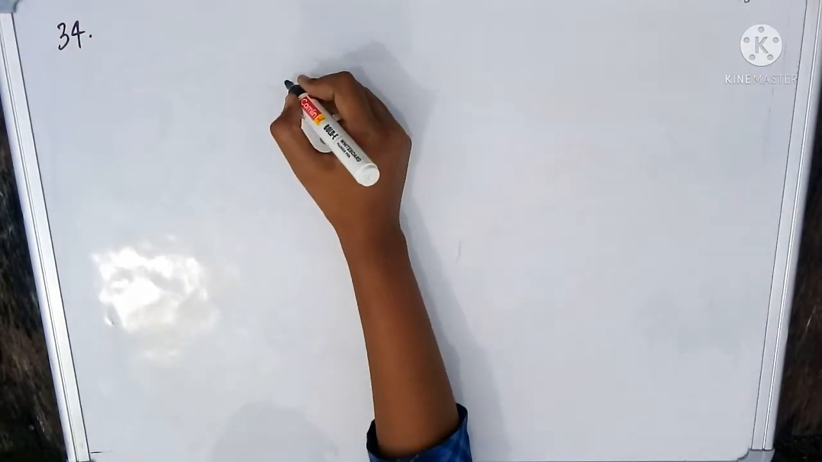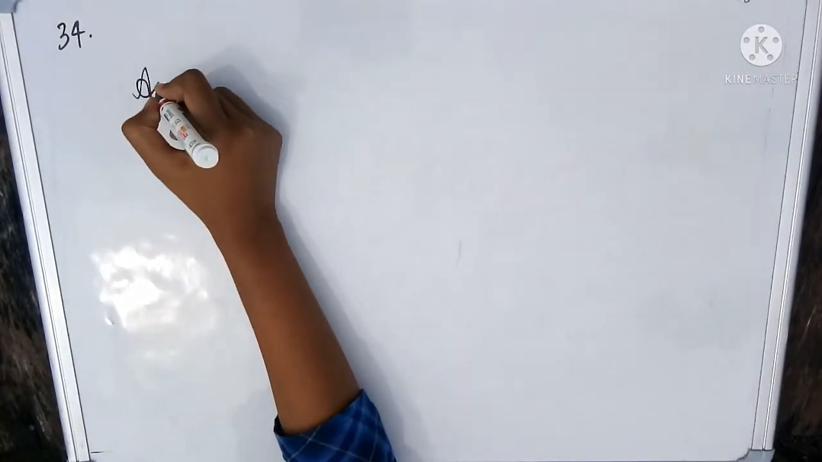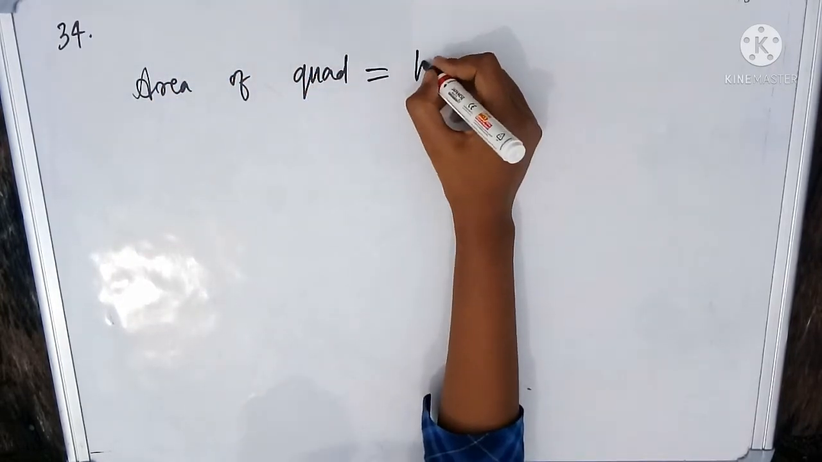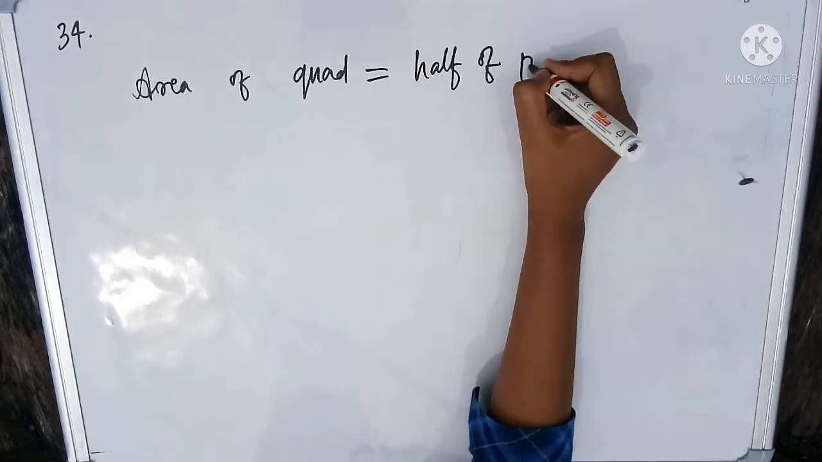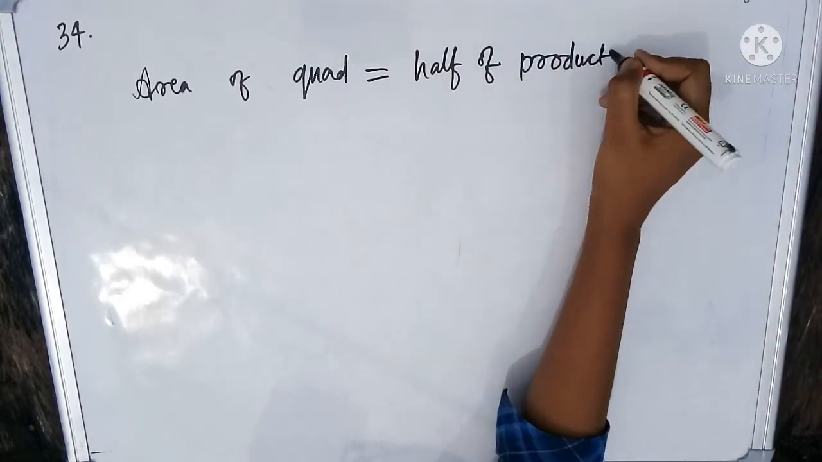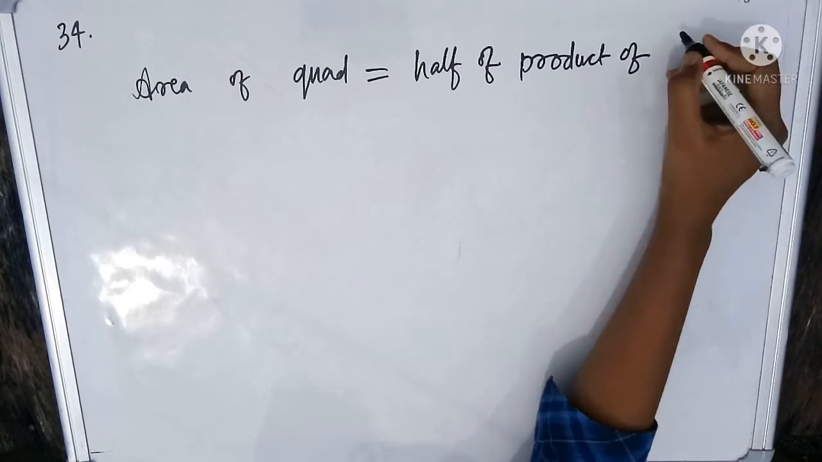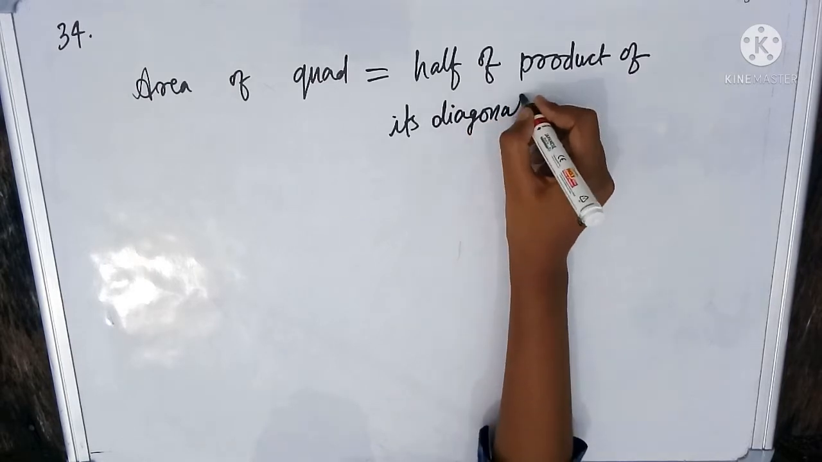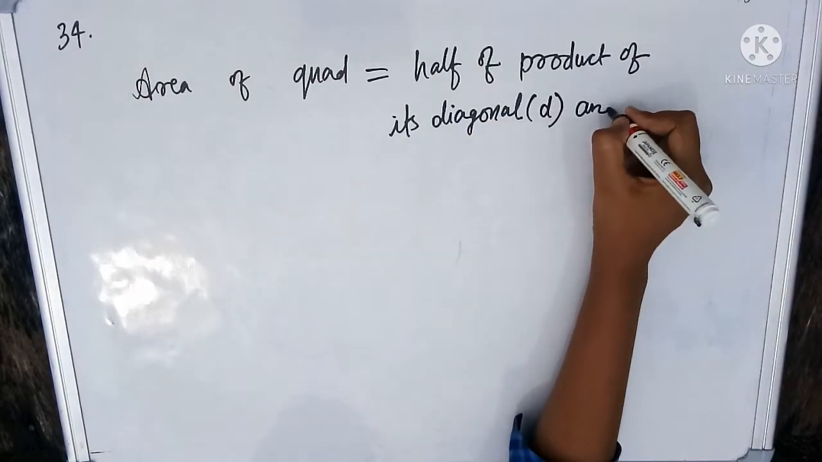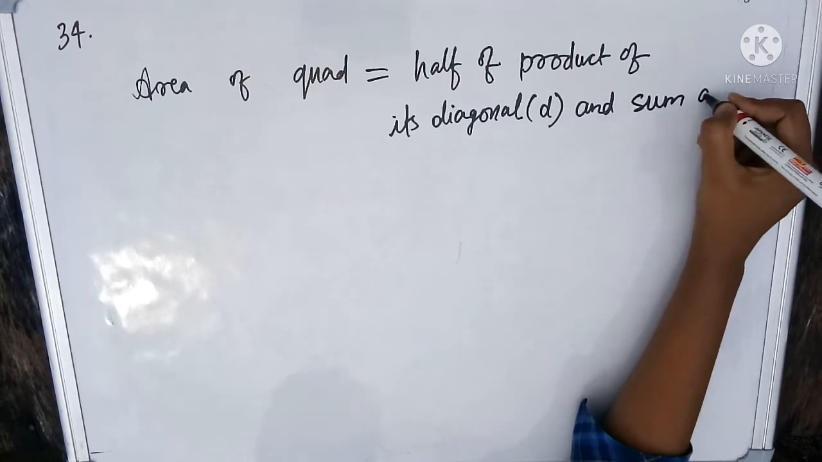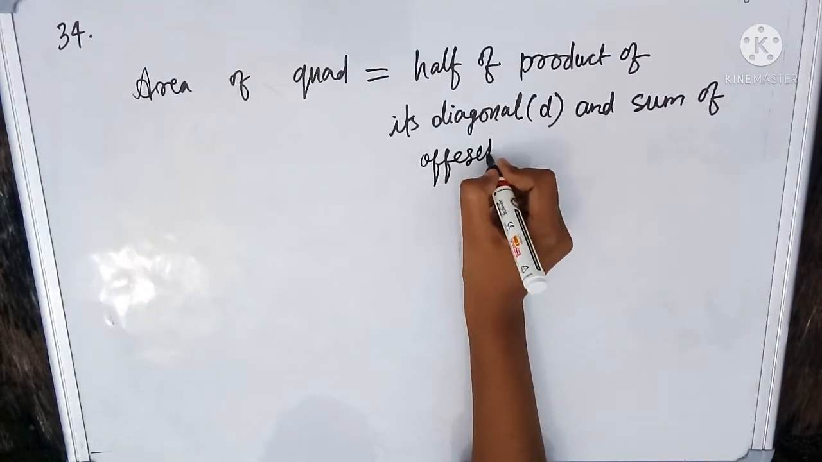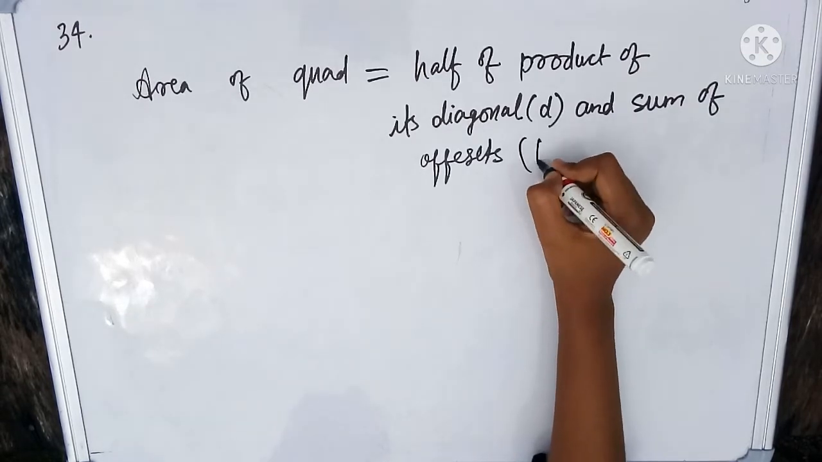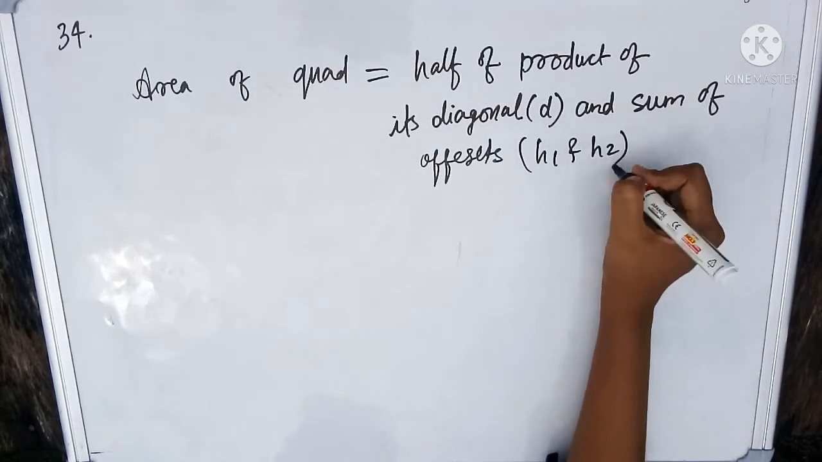Question 34 says that we have to frame a formula: area of quadrilateral, say quad, is equal to half of the product of its diagonal d and sum of offsets drawn to the diagonal from its opposite vertices, that is h1 and h2.